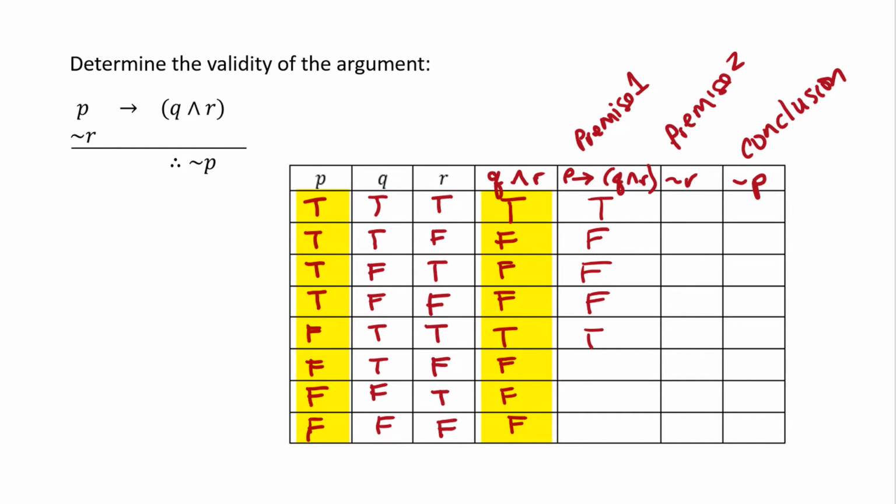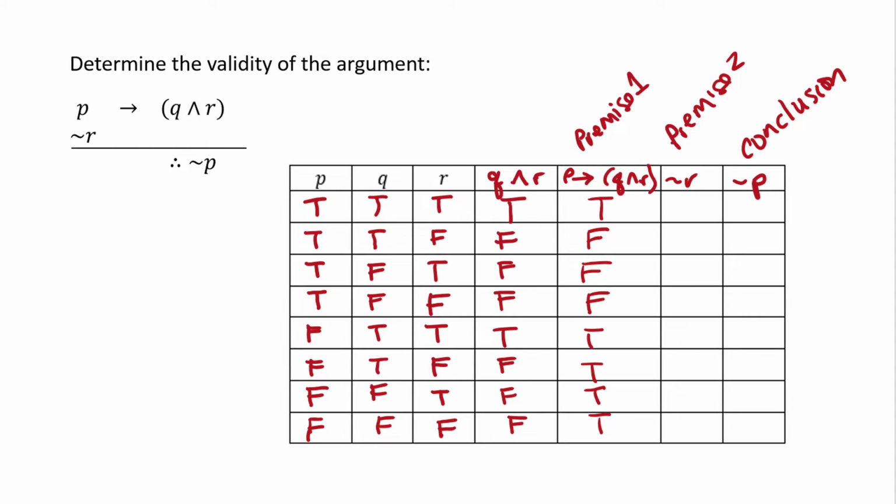Going on, false can imply false. That's true. False can imply false. That's true. And false can imply false. So that's also true. So we have the truth values for the implication P implies Q, and R.